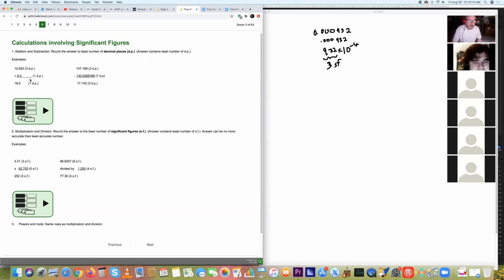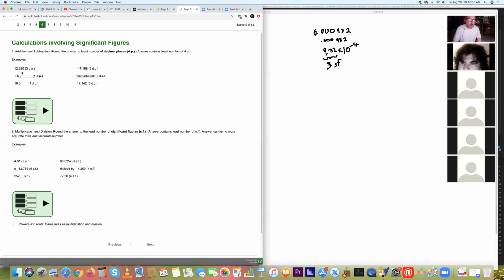So what I mean by that is, here you've got 3 places past the decimal, and here we've got 1 place past the decimal. So our answer can only have 1 place past the decimal. It can't have 3, because that's the least accurate number. The answer can't be any more accurate than the least accurate number you use to get that answer.